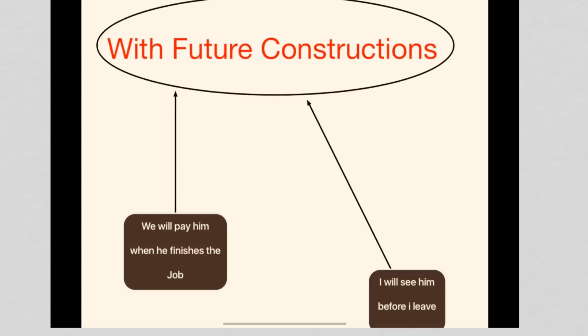The last one is for future constructions. Let's have a look at this example. We will pay him when he finishes the job. So we will pay him, that's the future thing. But in the second part of the sentence, we are using present indefinite tense. When he finishes the job, I will see him before I leave. The first part tells us about the future incident or thing. Before I leave is the present indefinite tense.